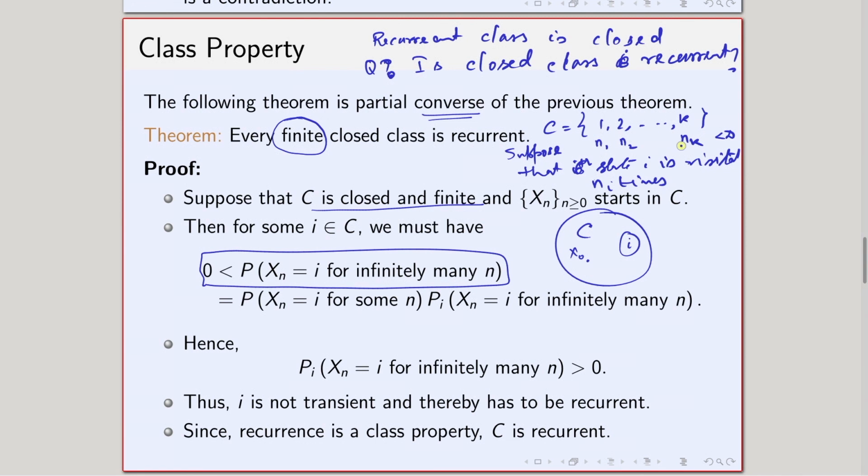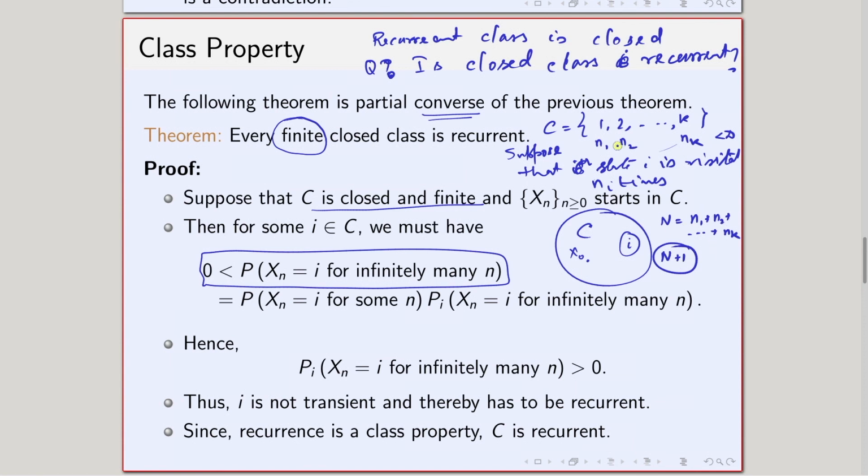Now, if I take the sum of all those things, if I call N equal to n1 plus n2 plus so on and so forth up to nk, then that means the chain will be here for capital N number of times. What will happen at the N plus 1th time? Notice that C is a closed class, so I cannot come out of C, and at time N plus 1 it will not be in any of these states. So, clearly that cannot happen.